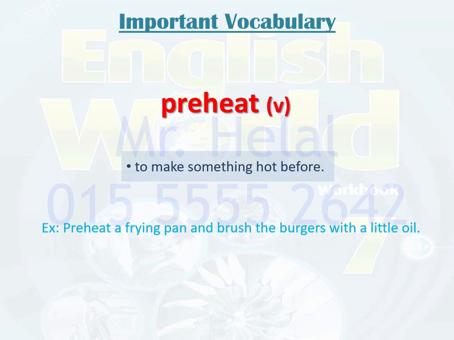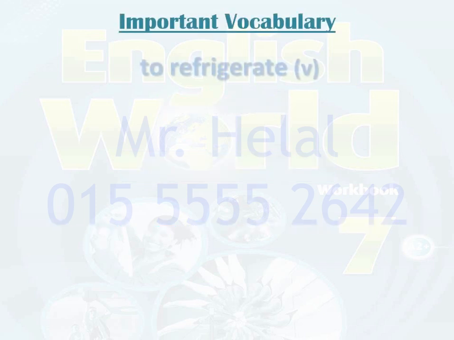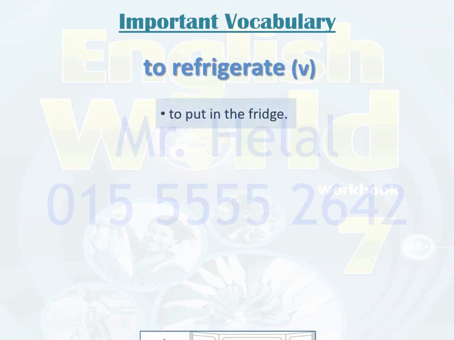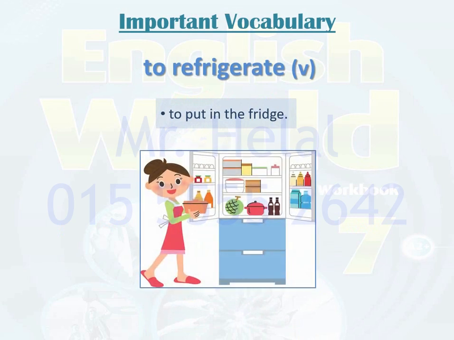Example: Preheat a frying pan and brush the burgers with a little oil. يعني سخن طاسة القلي وبعد كده ادهن البرجر بالفرشة بقليل من الزيت. To refrigerate: To refrigerate is a verb which means to put something in the fridge. Refrigerate يعني يحط حاجة في التلاجة علشان تتبرد.